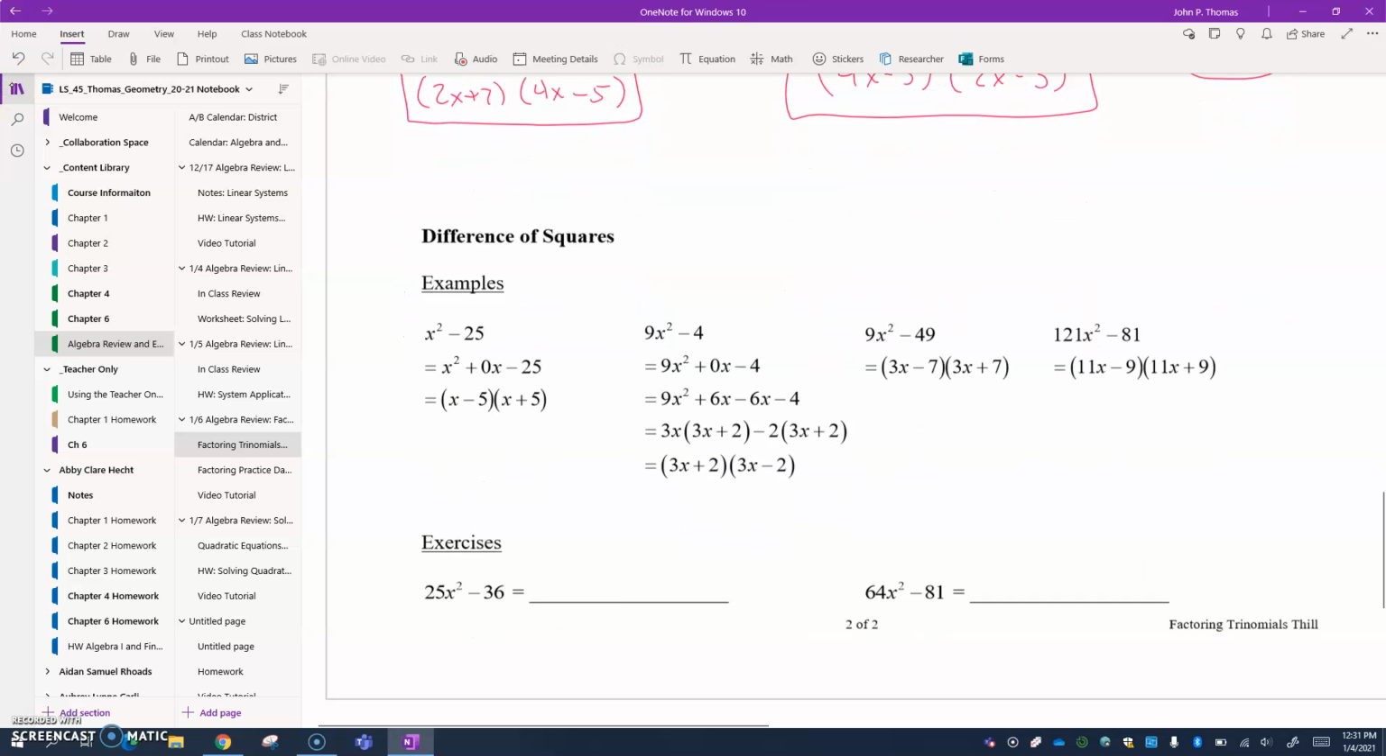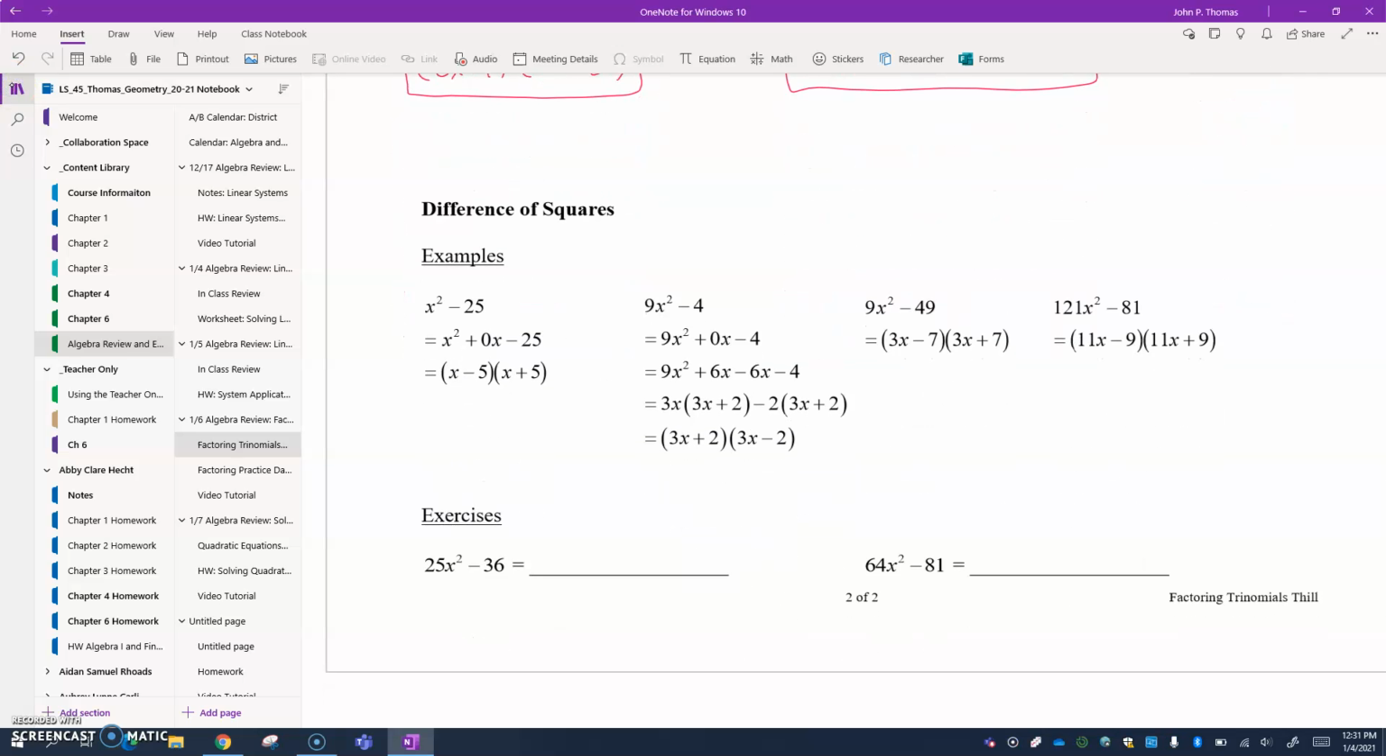All right, taking a look at the last part of these notes, it's a difference of two squares, and really this is just a shortcut technique. You could technically use the technique from leading coefficient of 1 for problems like this first one, because we'd say what multiplies to negative 25 and adds to 0. That number pair would be negative 5 and 5. So we get x minus 5, x plus 5.